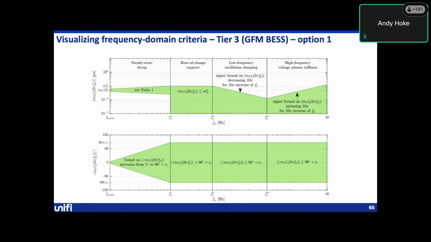So I guess these plots do sort of span both regions, the region where grid forming or grid following might both comply, and the region where grid forming is unique.